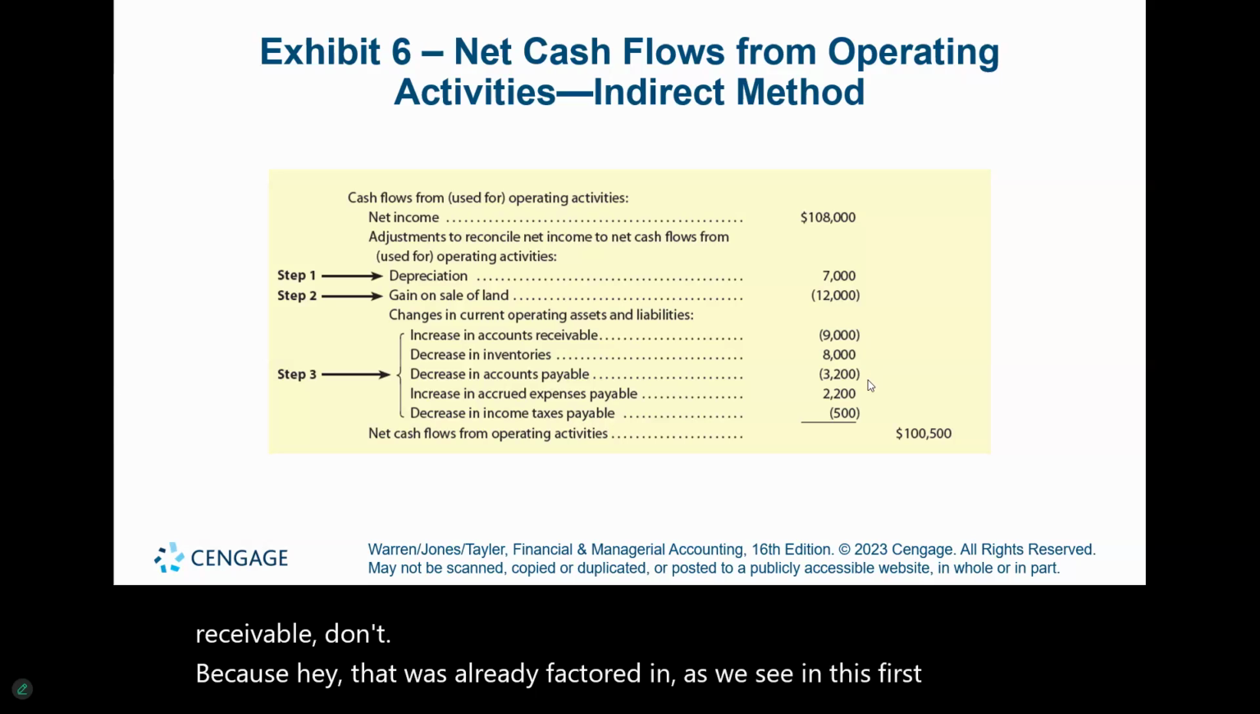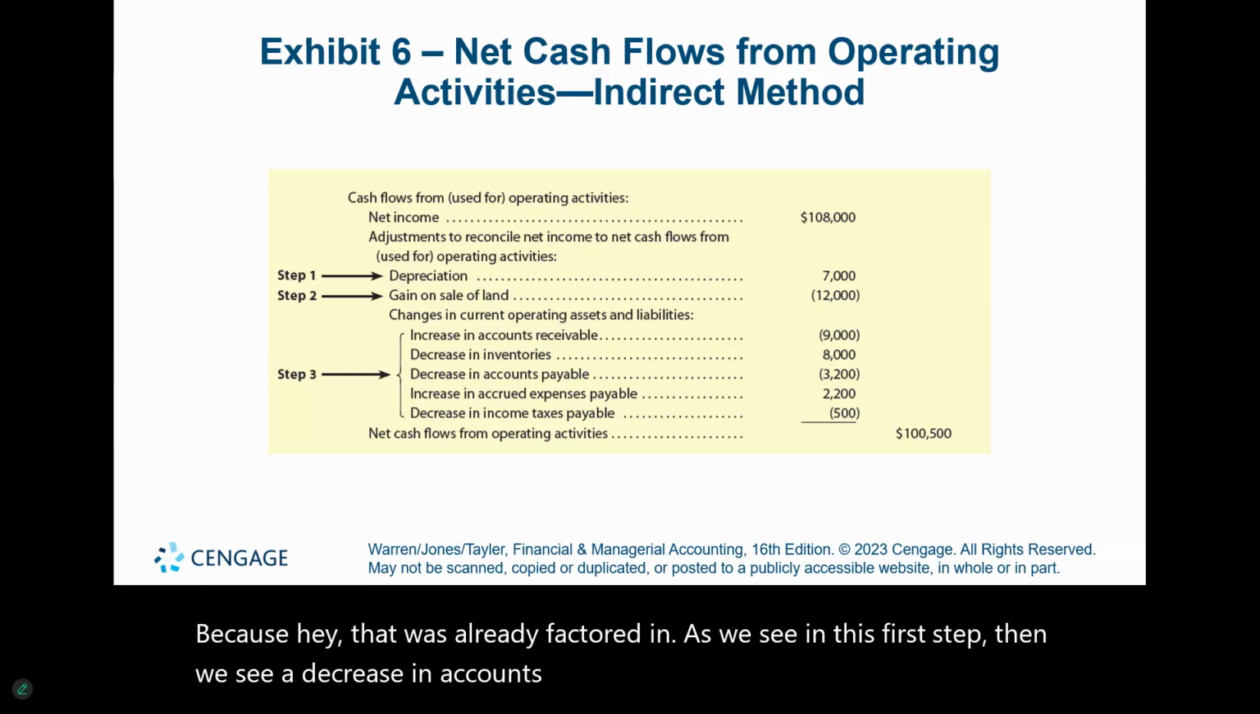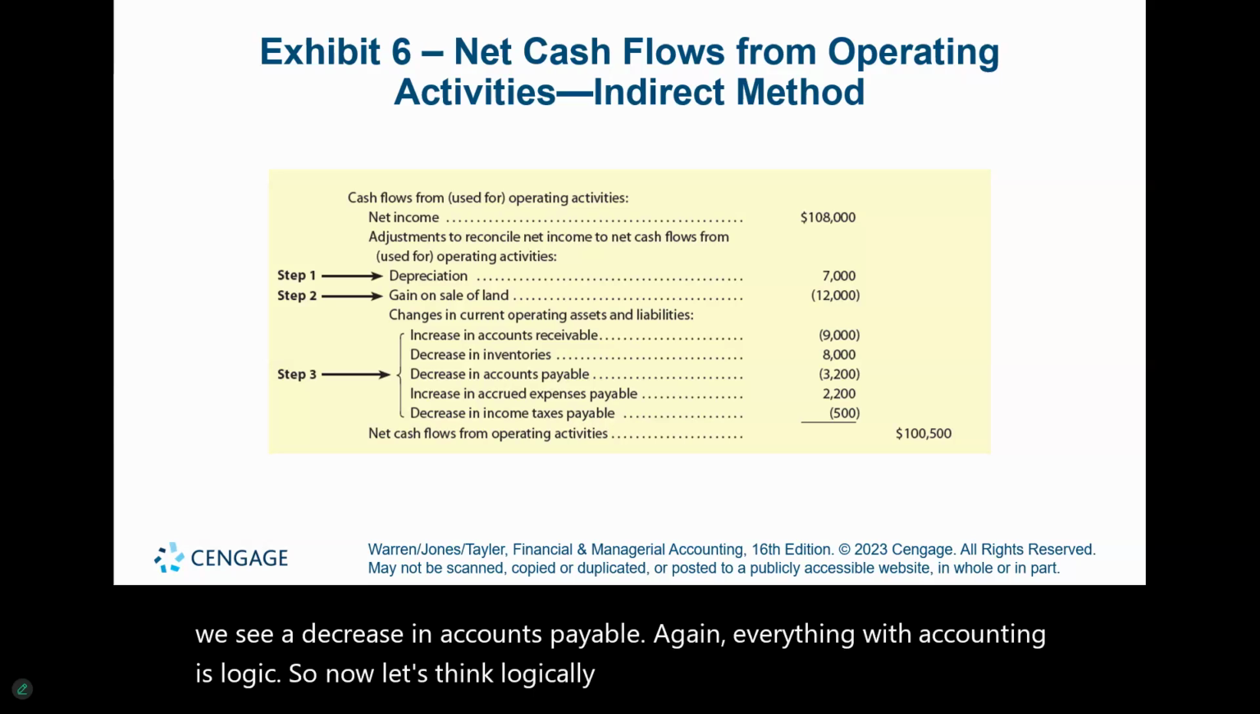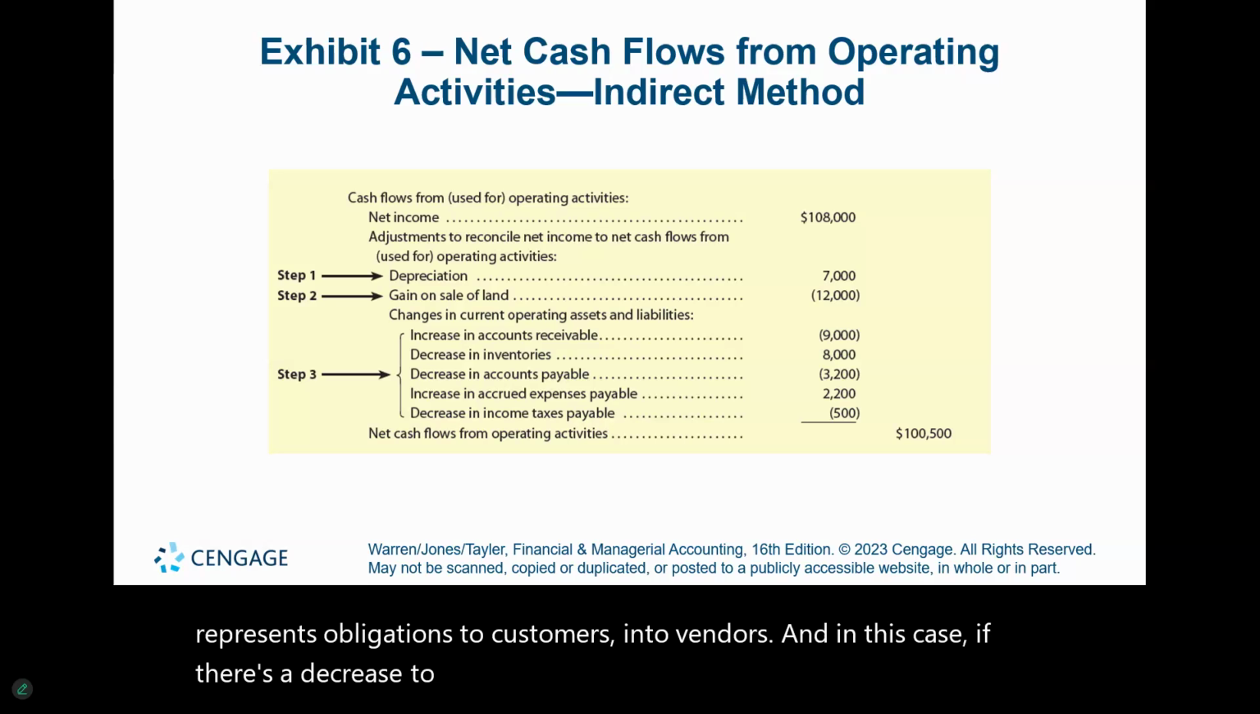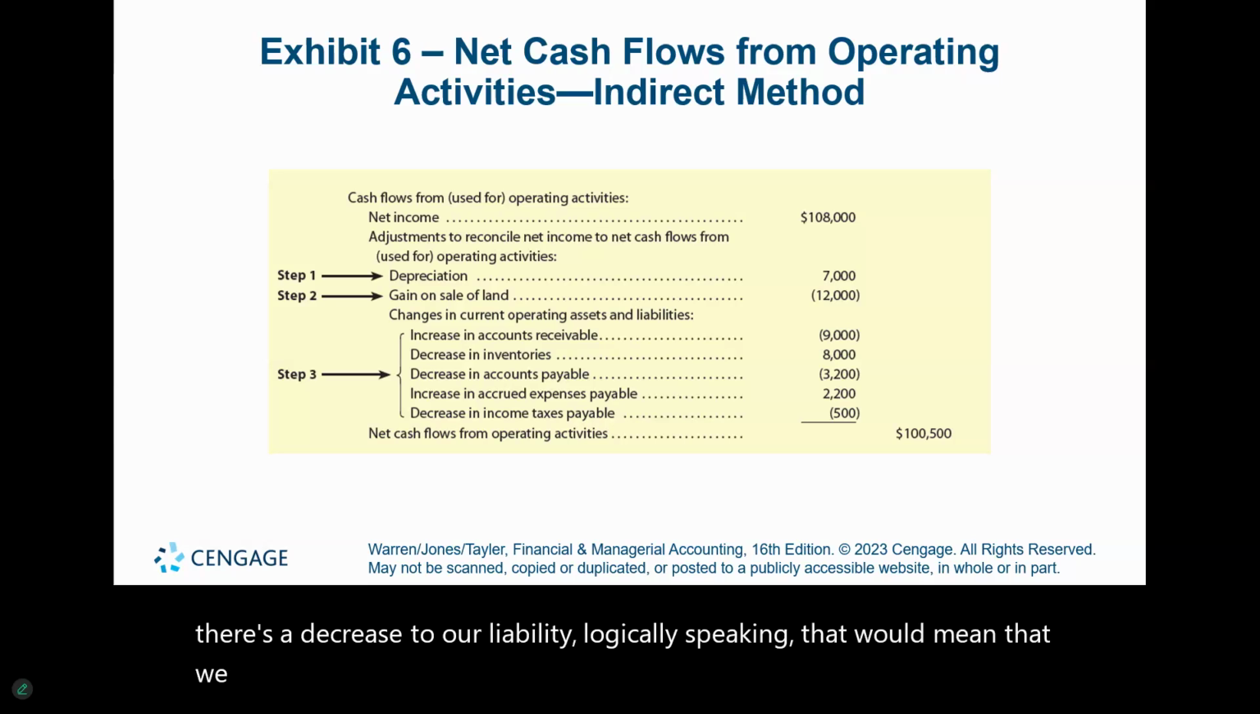Then we see a decrease in accounts payable. Again, everything with accounting is logic. So now let's think logically. Accounts payable represents liabilities, it represents obligations to customers and to vendors. And in this case, if there's a decrease to our liability, logically speaking, that would mean that we paid toward our liability. So a decrease in accounts payable would represent a decrease in cash.